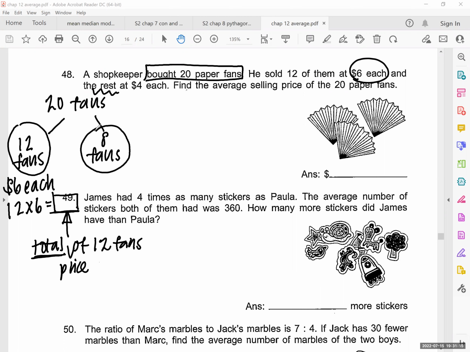Now, what do I do with these 8 fans? What is the information I have? $4 each. So what do I do? 8 times 4, and I get the answer.